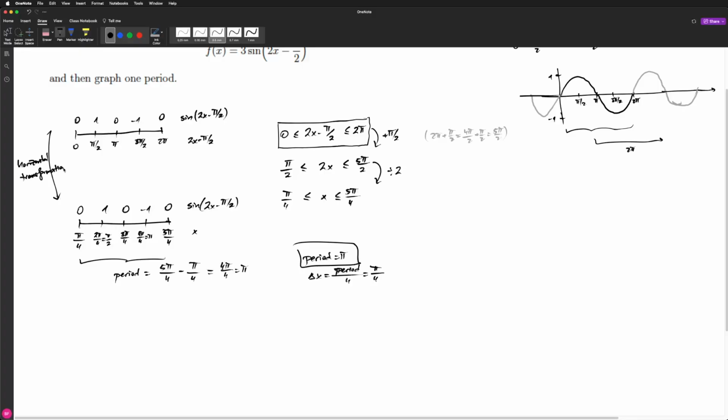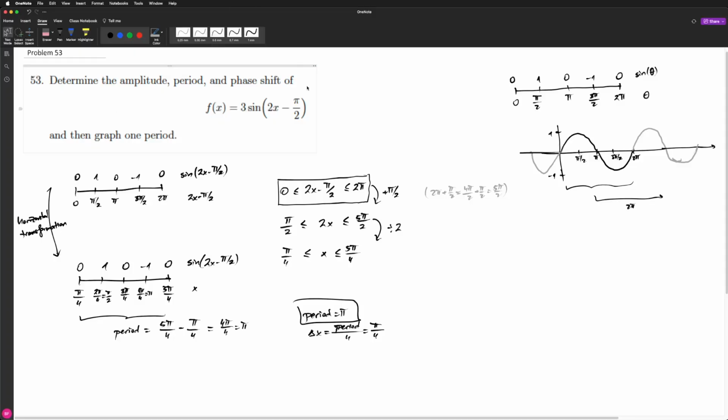And of course, the replace narrative still works. I mean, you can say replace x by x minus 2, shift it to the right by pi over 2, and then replace x by 2x, vertically shrink by 2, and that would move the beginning of the period from pi over 2 to pi over 4. That works too, but this is quick.